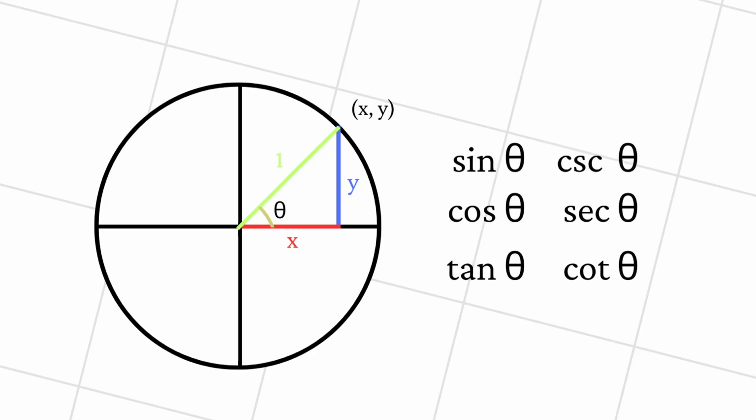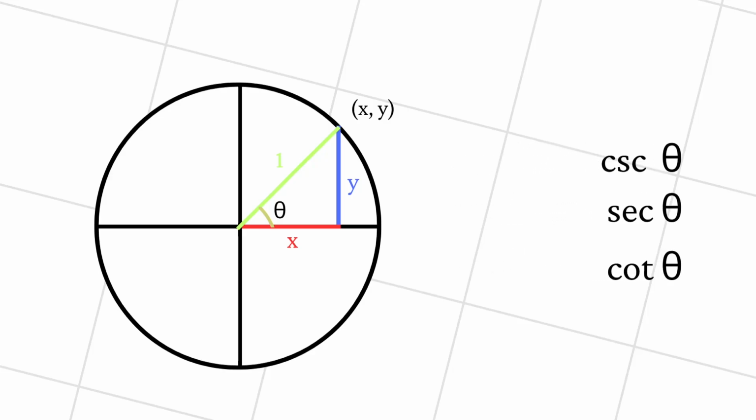Now, for the reciprocal functions, cosecant theta is simply 1 over sine, or 1 over y. Secant theta is 1 over cosine, or 1 over x. And cotangent theta is the reciprocal of tangent, x over y. And these three exist mainly because they show up in geometry, physics, and calculus, and they don't add new ideas, they just flip the original ones.